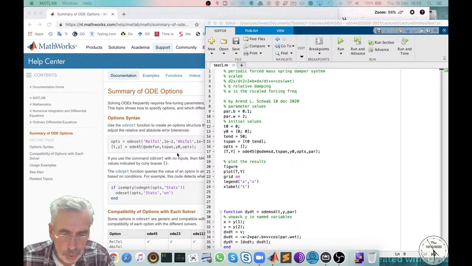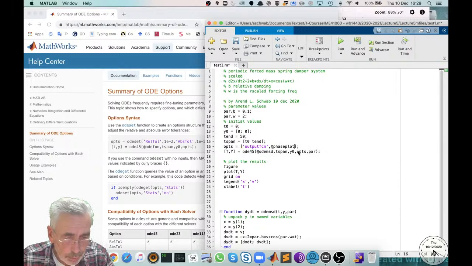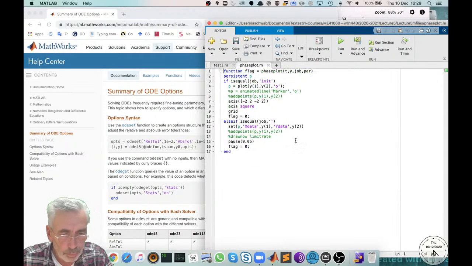Well, there is a way to do that, and what you then can do, you can put an output function. So as an option, you then say, well, I have an output function, OutputFcn, that's how you have to spell it, and then you have to give the name of the function. Well, there is already a standard thing called phase plot, and we will look at that in a second. So now I give this option, and that means while the thing is running, it will make a phase plot. And how does phase plot work? So let's open phase plot.